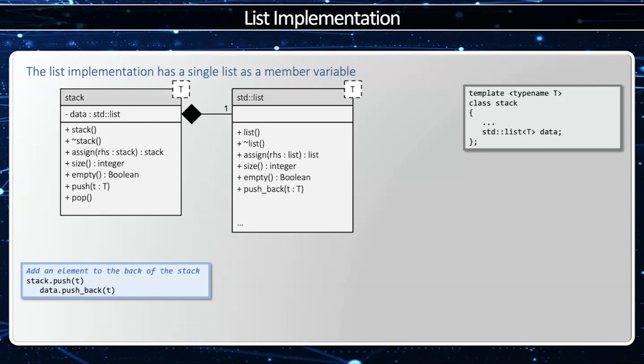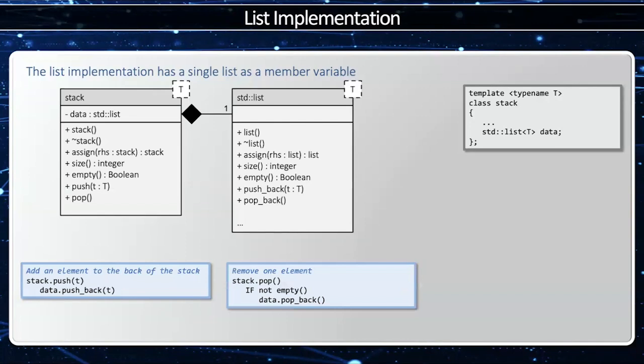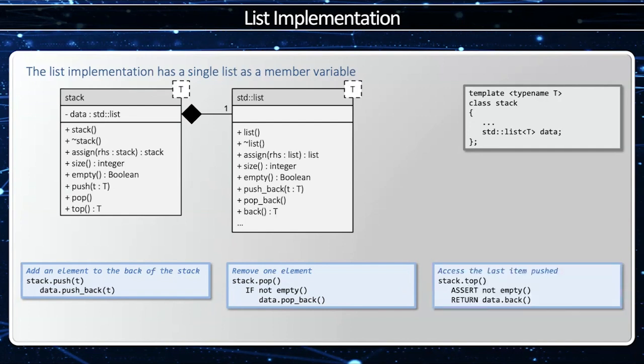So I'm going to have pop, and that's going to correspond to the list pop_back. And once again, it's a simple translation. And then finally, I'm going to have top, and that's going to correspond to back on the list, which is going to say data.back. Okay, super straightforward. I'm just translating one interface to another. Now notice the list has additional interfaces that we are not utilizing. In fact, it has many, but we're only going to expose a limited number of those in the stack.